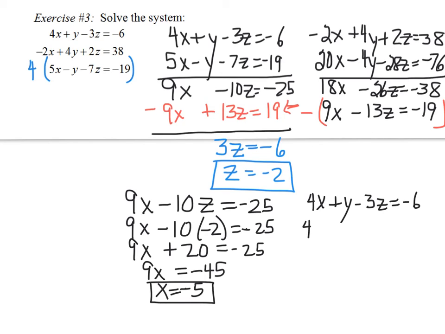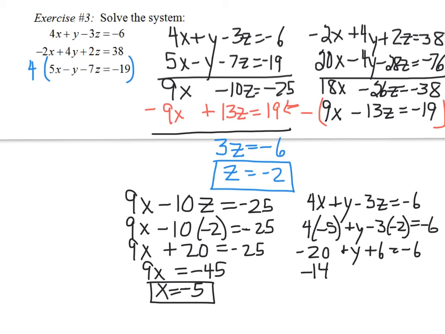So 4 times negative 5 plus y minus 3 times negative 2 is equal to negative 6. Negative 20 plus y plus 6 equals negative 6. Combining like terms, I have negative 14 plus y equals negative 6. So my answer for y, when I add 14 to both sides, is that y is equal to 8.